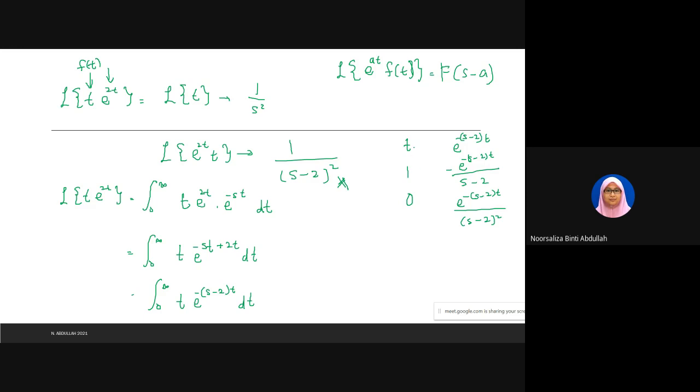Okay, lepas tu this one you times this one. Okay, positive. This one times this one negative. Okay, so you darabkan ni. So you dapat sama juga dengan T. Okay, negative T exponent negative S minus 2 T divide by S minus 2. Okay, 1 minus. Okay, so minus exponent S minus 2 T.